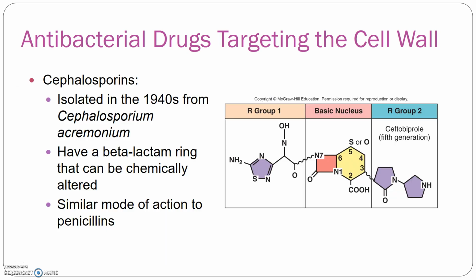So the cephalosporins are the second class of drugs that were introduced that target the cell wall. These were a natural isolate from the organism Cephalosporium acremonium. They as well have a beta-lactam ring, which is shown here in red again. And essentially this ring can get chemically altered. So chemists have gone in and changed this. Essentially, the mode of action for the cephalosporins is the same. It will target the cell wall and cause lysis.